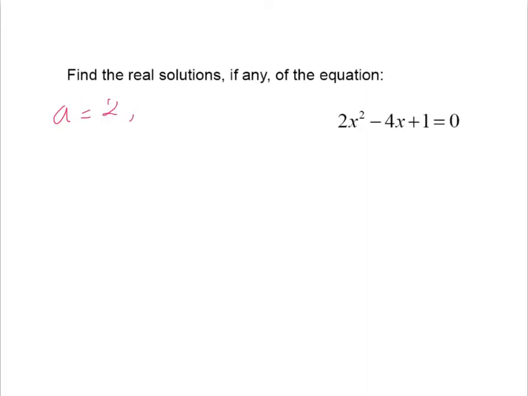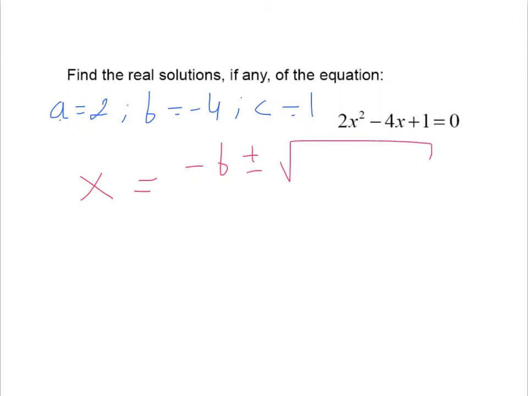Let me change the color here. So a is 2, b is minus 4, and c is 1. Let me remind you about the quadratic formula. It's always a good idea to write the formula so we can memorize it. So x equals minus b plus or minus the square root of b squared minus 4ac, over 2a. Here we have the values of a, b, and c.